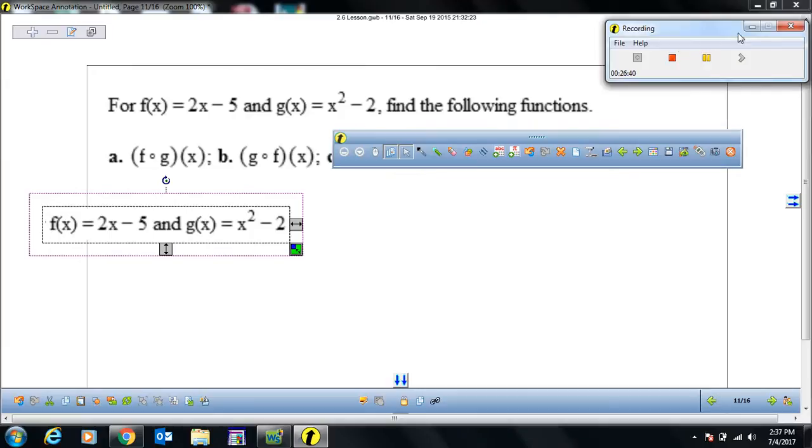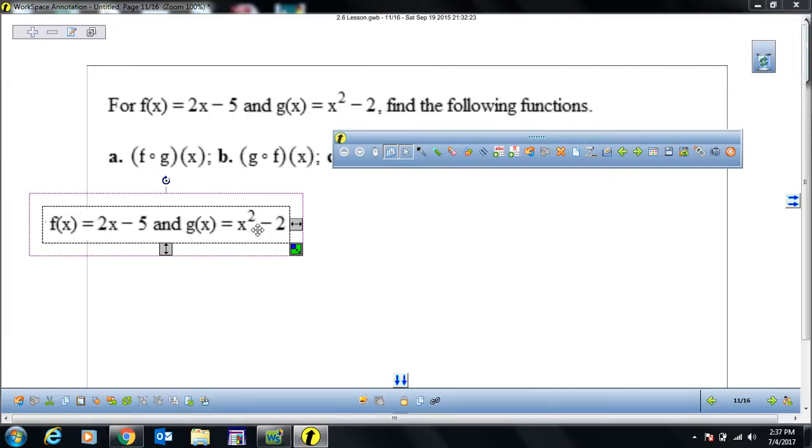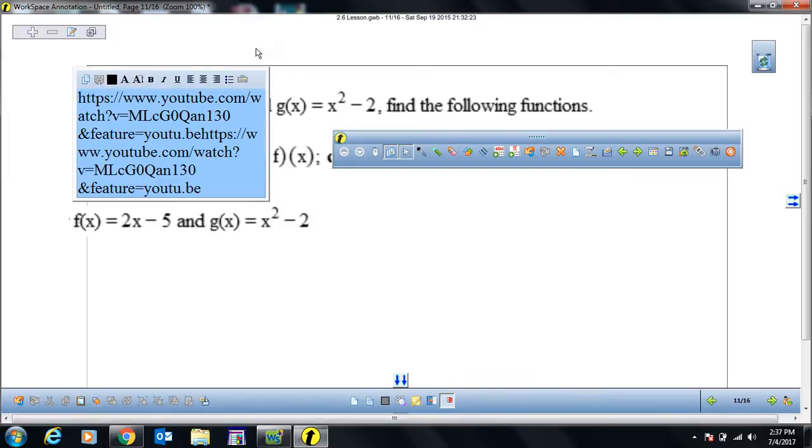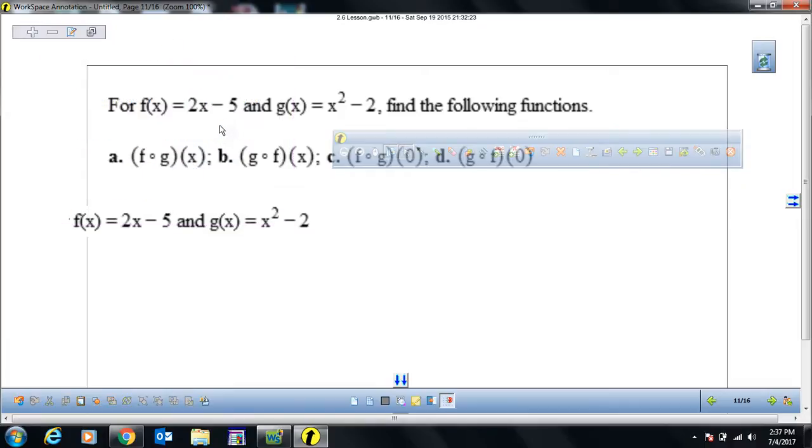So let's take a look. Okay, moving on. So f of g, what does that mean according to the definition when we see f of g? So let's take a look at this.